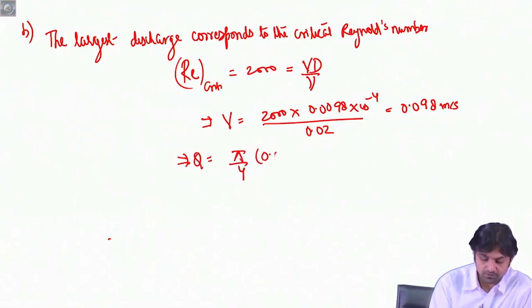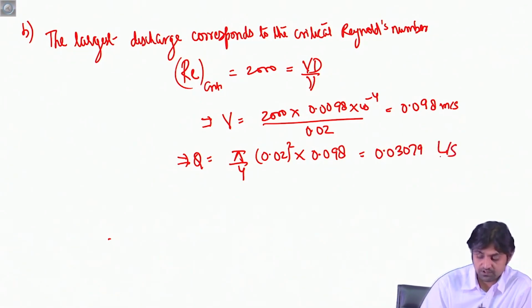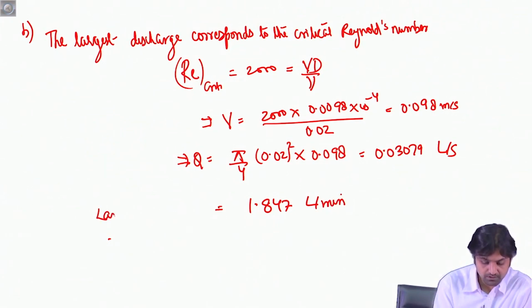Therefore, Q will be pi by 4 into diameter whole square into this velocity. This is going to be 0.03079 liters per second. Instead of meters, we have multiplied by 10 to the power 3 and made it in liters per second. Okay, or in terms of minutes, you can simply multiply it by 60 and say 1.847 liters per minute. Okay, so this is the largest discharge.